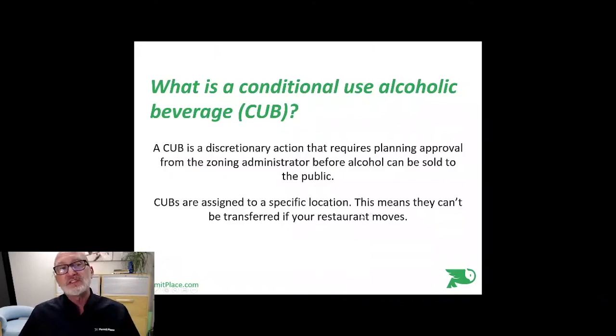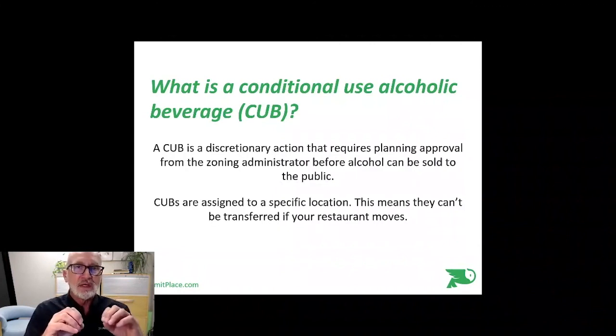A conditional use alcoholic beverage permit is a discretionary action that requires planning approval from the zoning administrator before alcohol can be sold to the public. It is a set of conditions, conditional use, that can be revoked if you fail to follow the terms of your conditional use permit. They call that your conditions of approval. CUBs are assigned to specific locations. This means they can't be transferred if your restaurant moves.